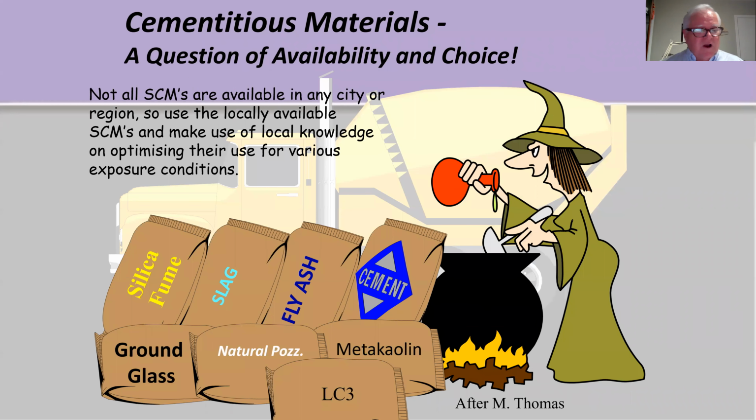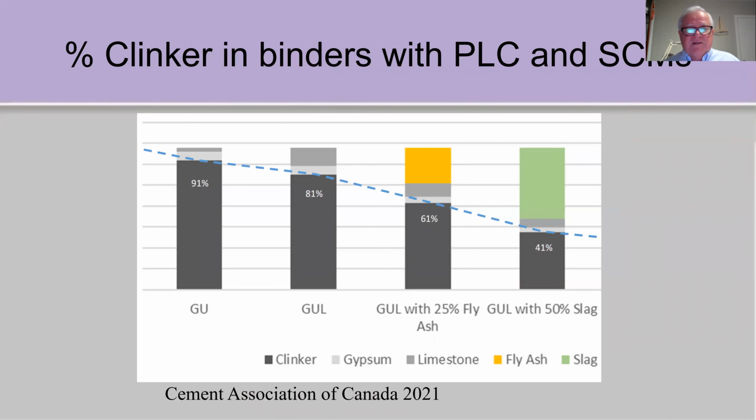Now, supplementary materials aren't all available in any area. Like I said, in Ontario, where I live, blast furnace slag cement is the common supplementary material. We don't have power plant fly ash anymore. But in other areas, out in Western Canada, Western US, it's mainly fly ash. In other areas of the world, it's natural pozzolans. We allow ground glass pozzolans now in the North American standards. Karen Scrivener is talking about LC3, which is limestone calcined clay mixtures. So all these things can be used, but you have to use what's available, because there's no point transporting materials 1,000 kilometers, because that's not sustainable either.